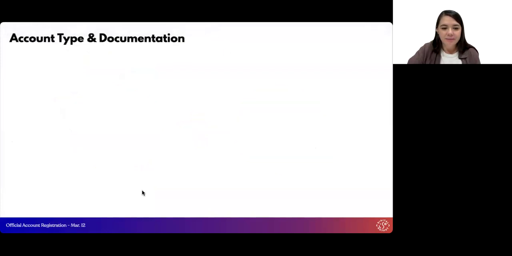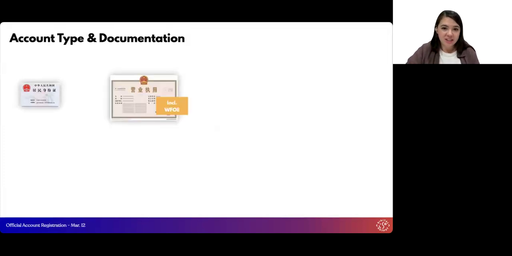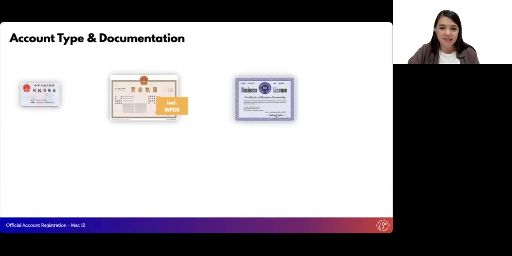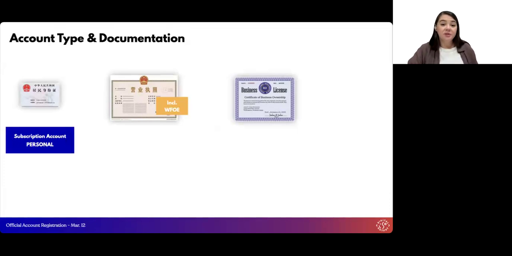Now, let me show you what exactly you can register, depending on the paperwork that you have. If you have a Chinese ID, or if you have a Chinese business license, including the wholly foreign-owned enterprise, like some of us have, and then if you have an overseas business license. These are the main scenarios I wanted to share with you. If you have a Chinese ID, you can directly apply for a personal subscription account.